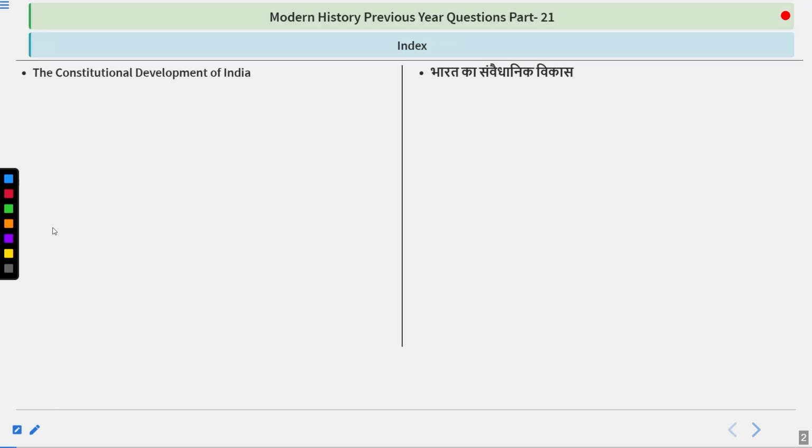The constitutional development of India and India after independence.